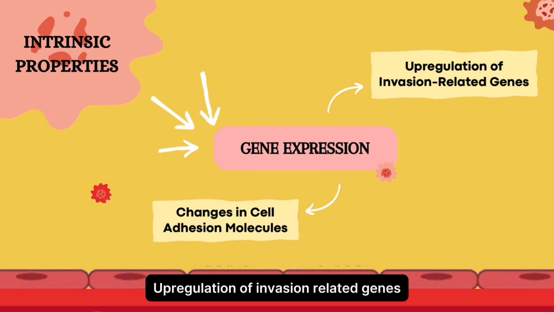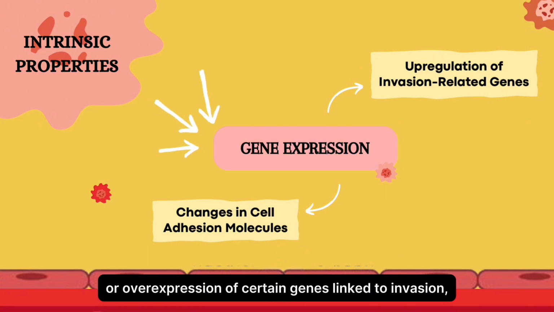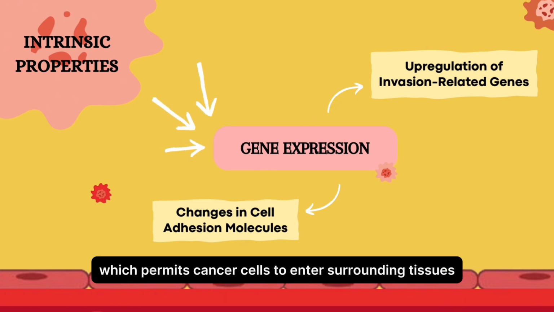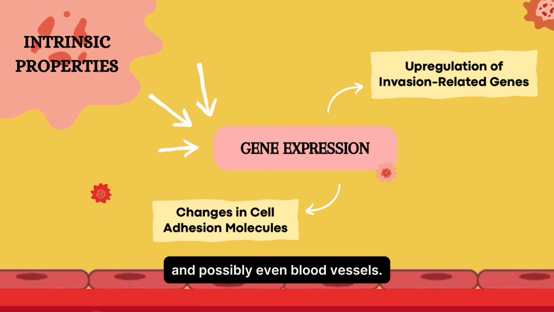Upregulation of invasion-related genes or overexpression of certain genes linked to invasion, like those regulating matrix metalloproteinases, MMPs, promote the extracellular matrix's breakdown, which permits cancer cells to enter surrounding tissues and possibly even blood vessels.